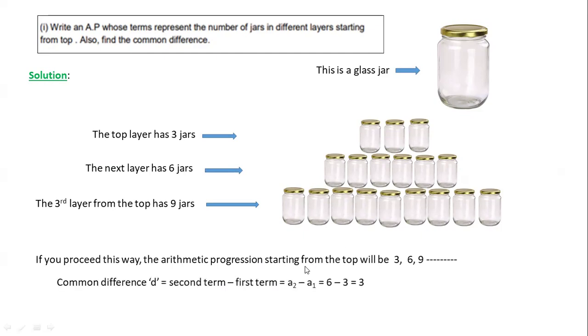What is the common difference? It is usually denoted by d. It is the second term minus the first term, which is a2 minus a1, that is 6 minus 3, that is 3. You can also calculate it like this: third term minus second term, that is a3 minus a2, 9 minus 6 is equal to 3. So the common difference is nothing but the difference between two consecutive numbers. This was the first bit of this question. Let us take up the second bit.